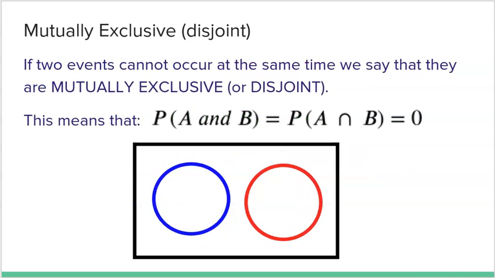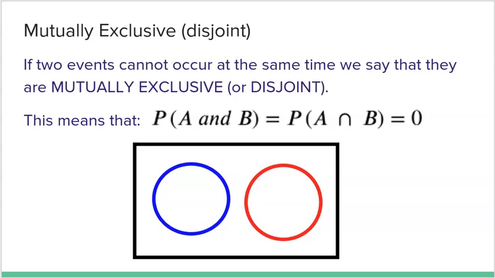Now, the opposite of this would be disjoint. This is also called mutually exclusive. If two events cannot occur at the same time, then they are said to be mutually exclusive. We could also say disjoint, but mutually exclusive is the name of this topic, so it's the big word. Mutually exclusive means that the probability of A and B happening at the same time is 0. A picture of that would be two non-overlapping circles, two things that just cannot happen at the same time.